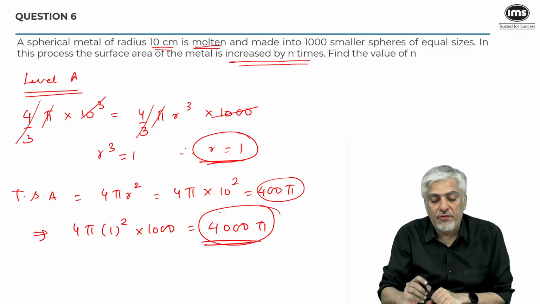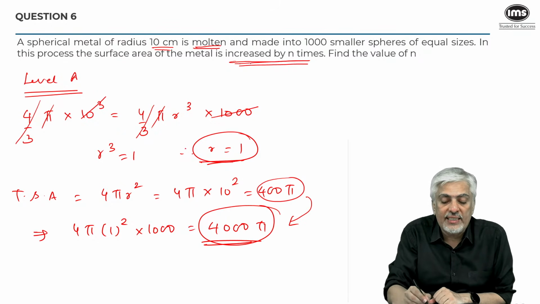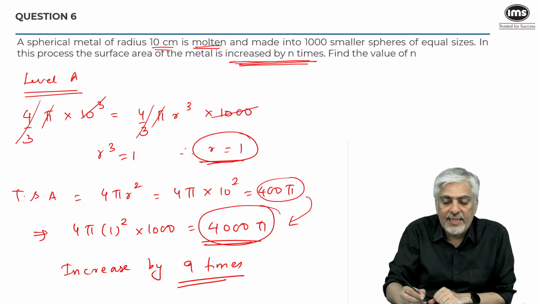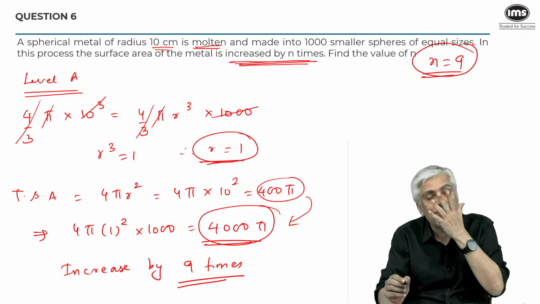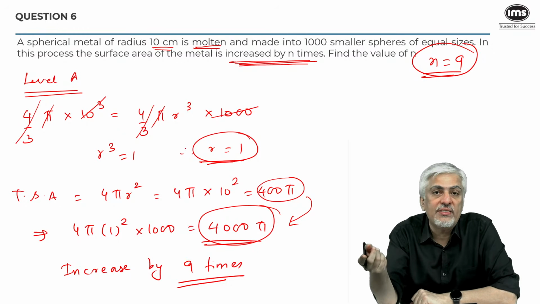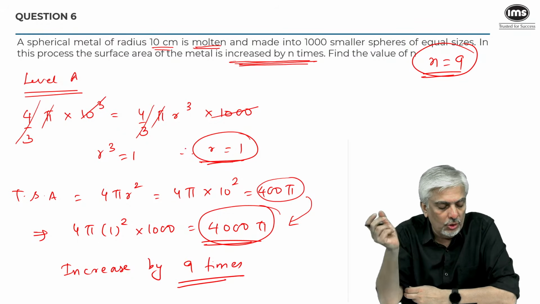Read the question very carefully. The surface area has become 10 times, but the question is how much has it increased by? It will increase by 9 times. Same thing you will learn in percentages also, and that is where this comes from. N is 9. When something doubles, we don't say it is increased by 200%. We say it is increased by only 100%, right? And that is how you look at it.